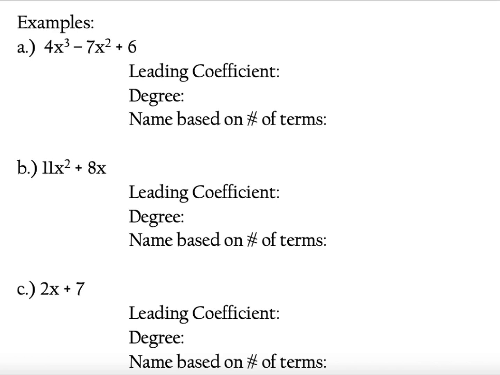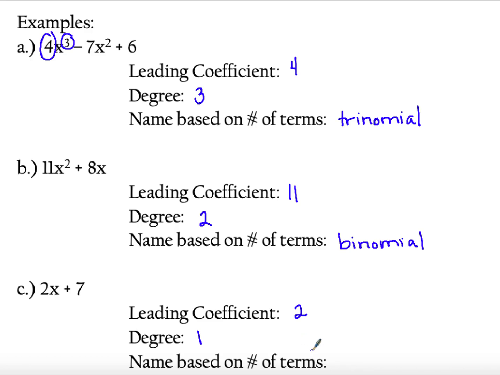In letter A, the leading coefficient is going to be 4, as we see the 4 out front here, the degree is the largest exponent you see. That's going to be a 3. Name based on the number of terms, that's going to be a trinomial for us. In letter B, looks like our leading coefficient is 11. The degree is 2. Name based on the number of terms is a binomial. Letter C, leading coefficient is 2, degree is 1, name based on the number of terms, again, is a binomial.